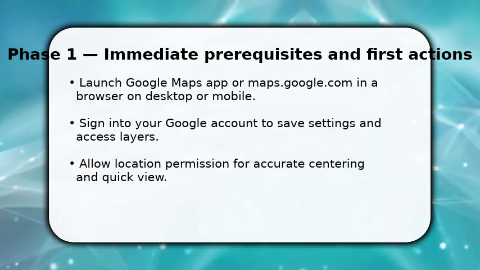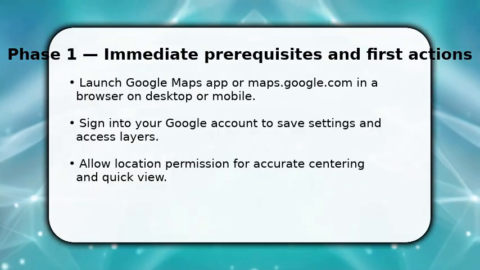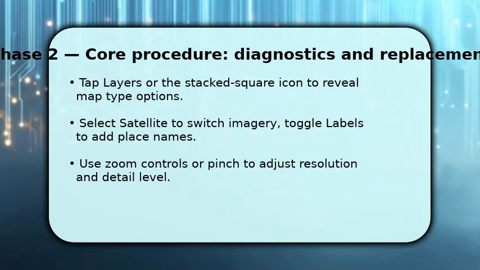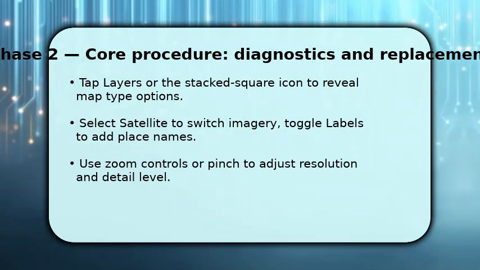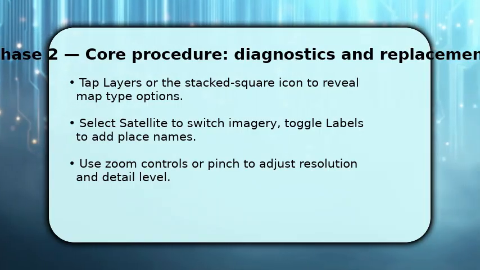Make sure you're connected to a stable network because satellite tiles stream and need bandwidth to load quickly. Next, open Layers or the stack square icon and pick Satellite as the map type. This replaces vector maps with aerial imagery. You can toggle labels on or off depending on whether you need street names or a cleaner photo.